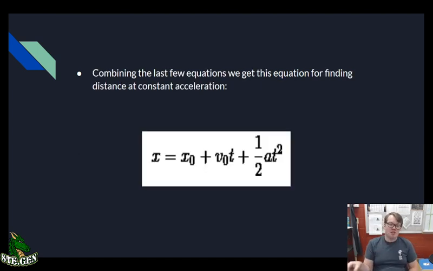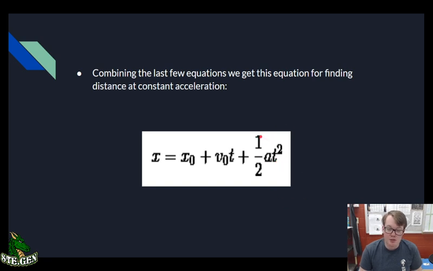Combining these last few equations together, we can get this really big equation that's also going to be super helpful. If we know our initial position, our initial velocity, and how long we're going to be traveling, we add them: initial distance plus our initial speed times how long we traveled at that speed, plus 1/2 the acceleration times the time we took squared.